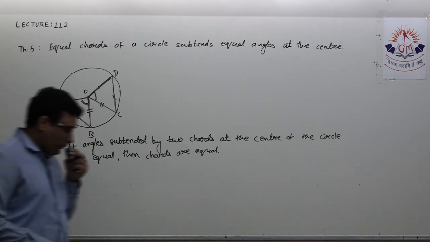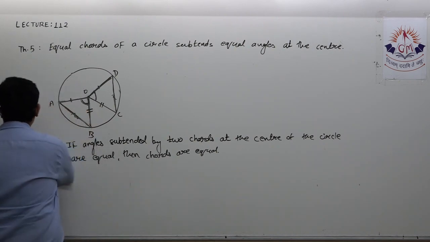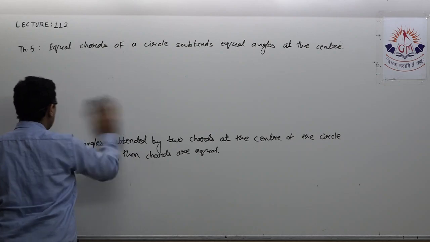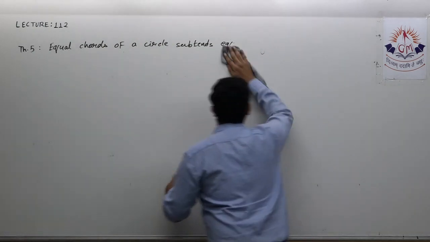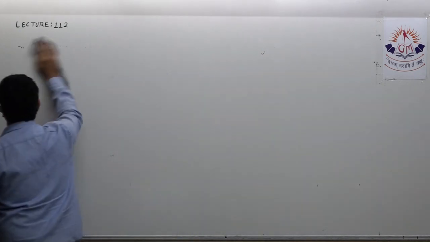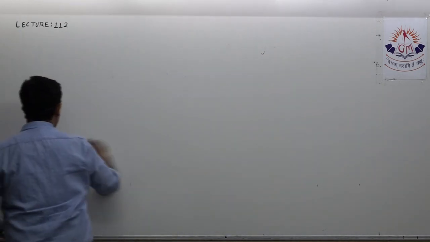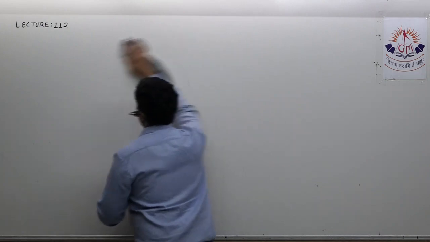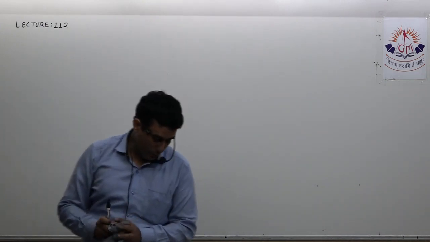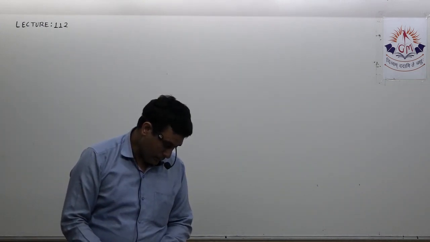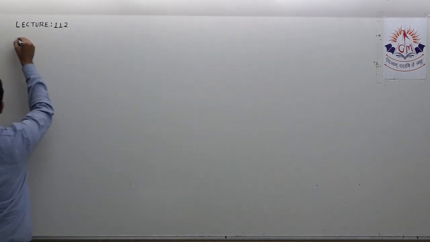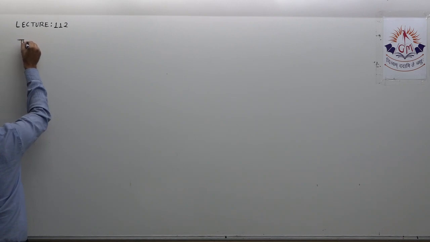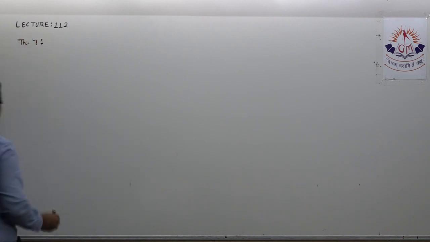Okay, now we will see theorem number 7 and its proof as well. The proofs of these two theorems you have to do on your own. I explained to you in short. The detailed proof you have to write on your own. So next is theorem number 7.